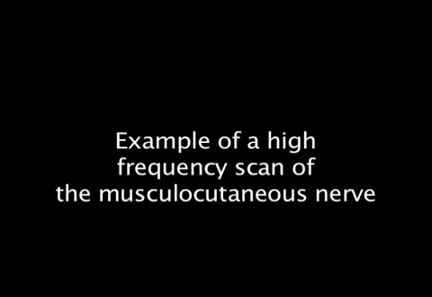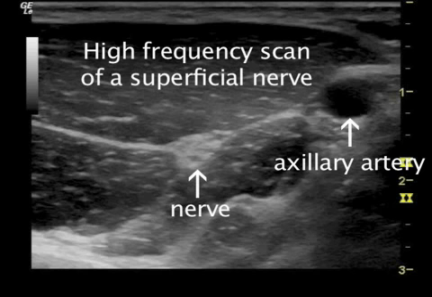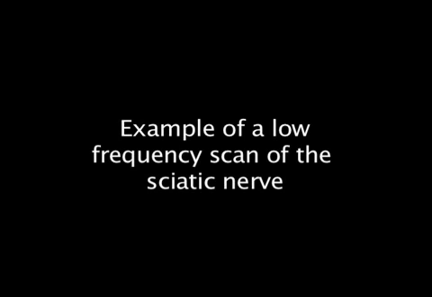The following is an example of a high-frequency scan of a very superficial nerve, the musculocutaneous nerve. You can see intimate detail of this nerve, including fascicles within the nerve. This is characteristic of a high-frequency, high-resolution system.